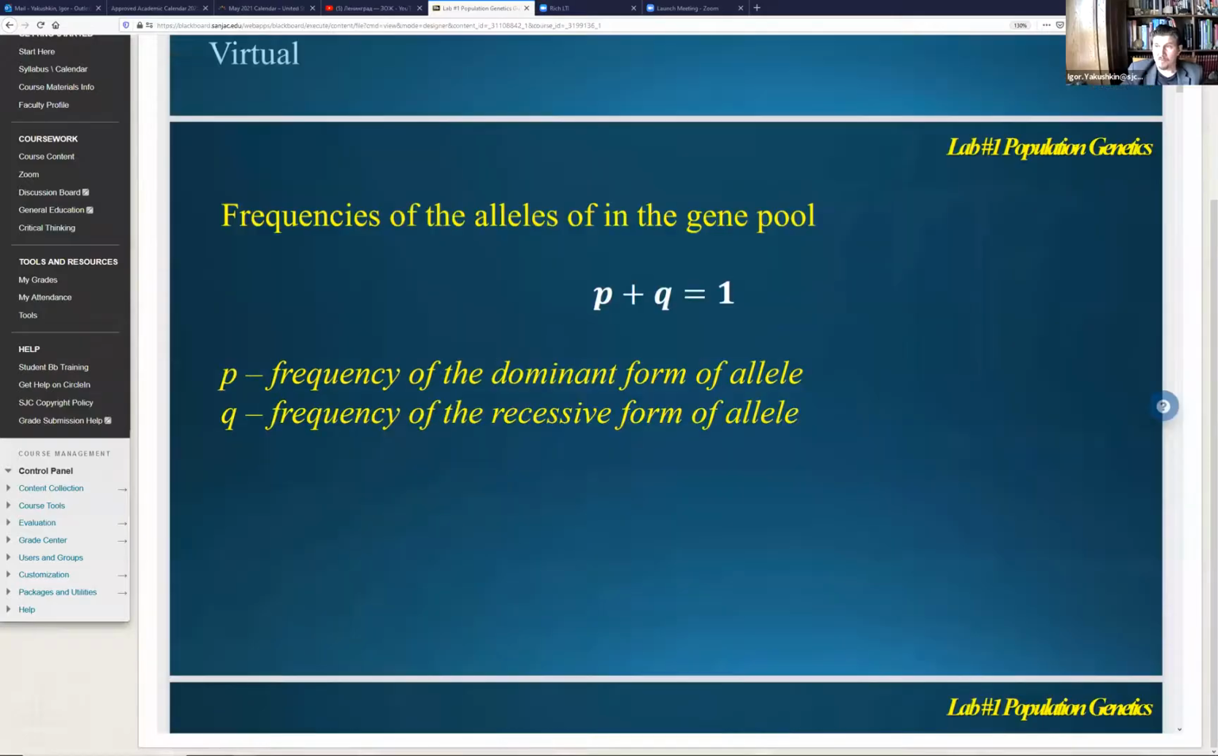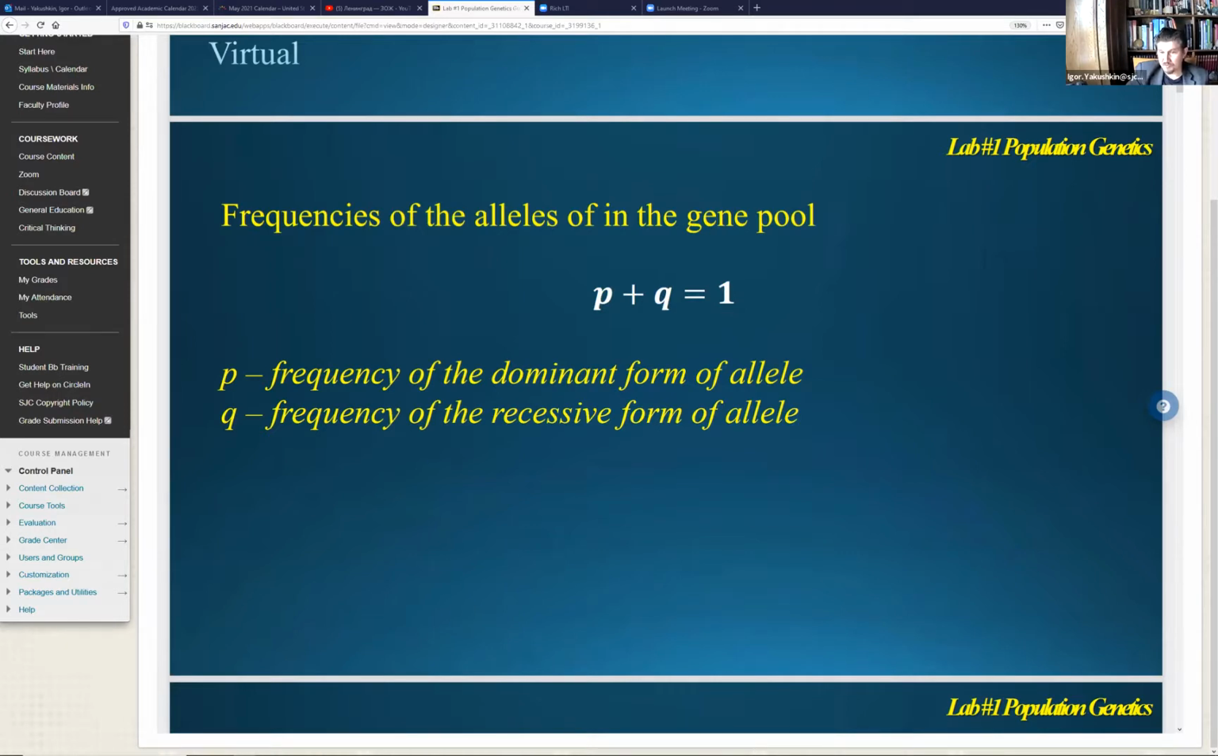All right, on the lab. So lab number one, population genetics. Remember when we were talking about evolution, change in genetic frequencies over generations? And this is the first pre-lab question right there. What is the definition of evolution at the genetic level?